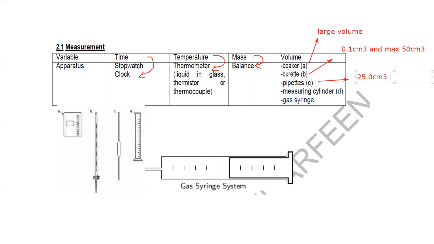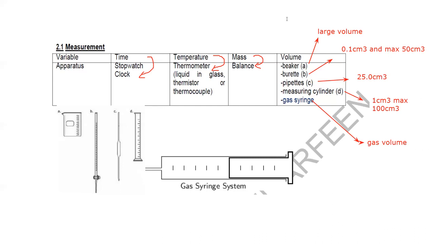If you want to measure a volume, not accurately, but to 1 cm3 approximately, we can use a measuring cylinder. And measuring cylinders have different maximums. Normally in the lab, we have a 100 cm3 measuring cylinder. And if we want to measure a gas volume, in that case, we will use a gas syringe.